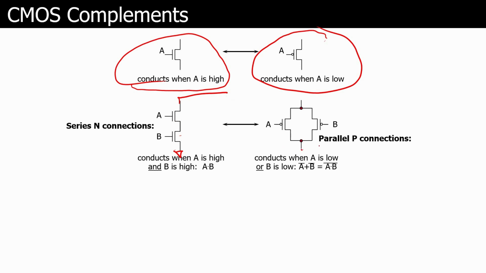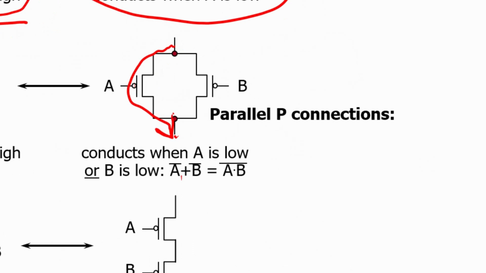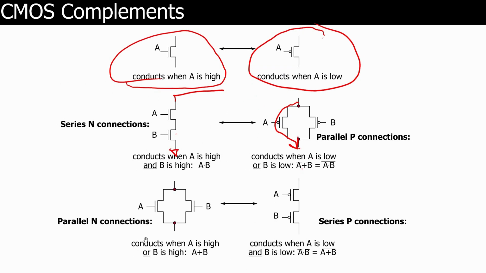Similarly, we have parallel P connections, and because it's a P connection, it has this inversion here, and so what this represents physically is not A or not B, which is equivalent to not (A and B). So basically for this one, we're going to allow things to travel through if we have either not A or not B. And then we have something quite similar. We also have parallel N connections, which conduct when A is high or B is high. And we have these series PMOS connections that conduct when A is low and B is low.